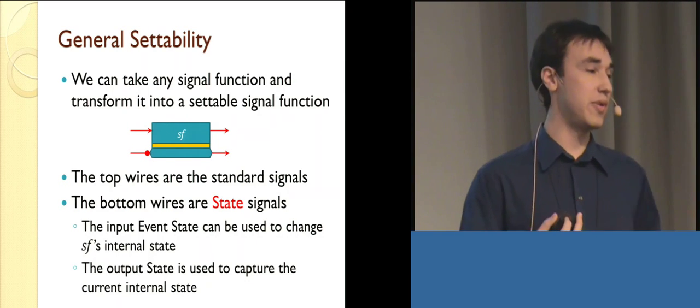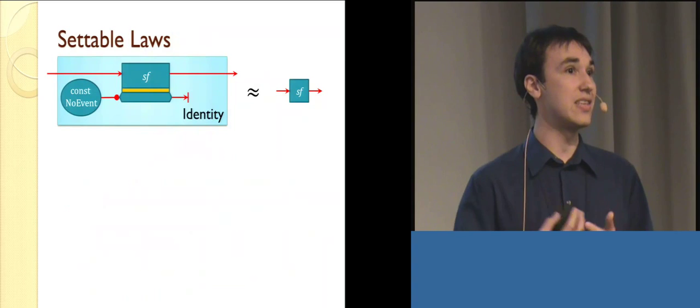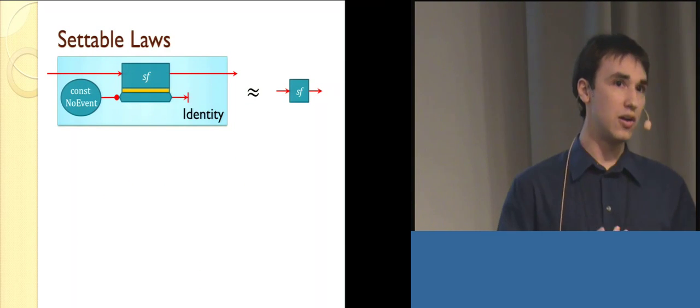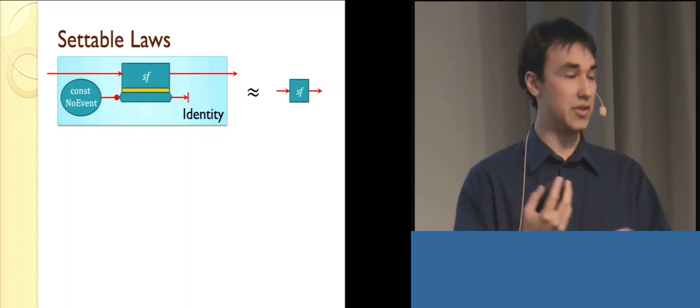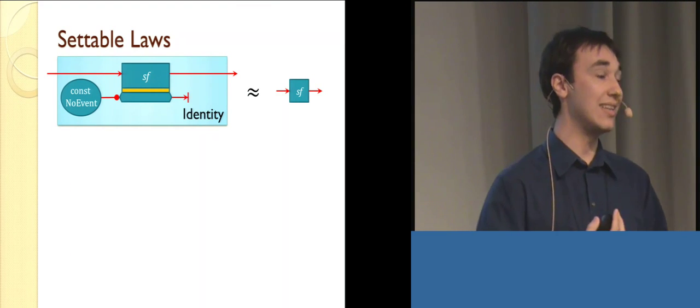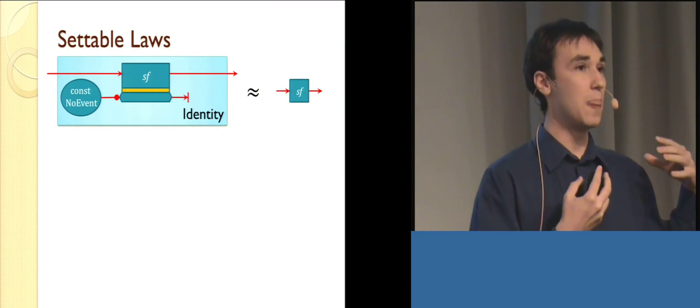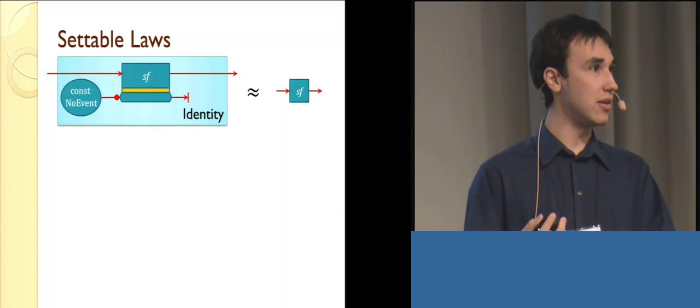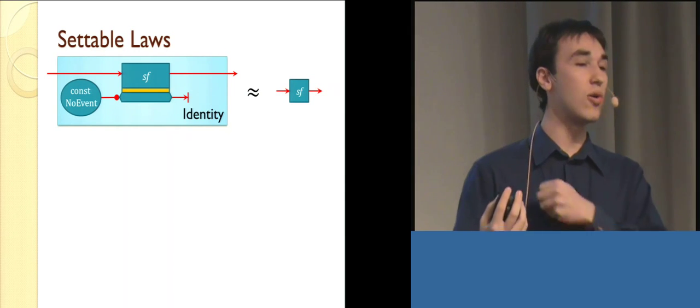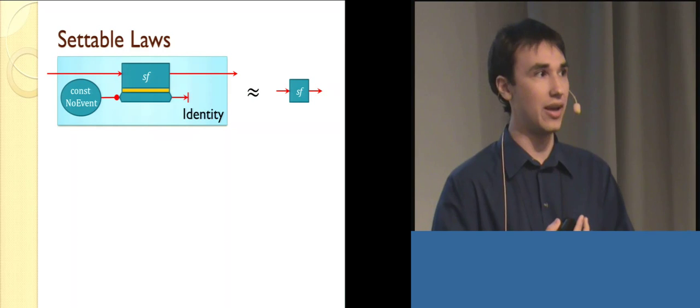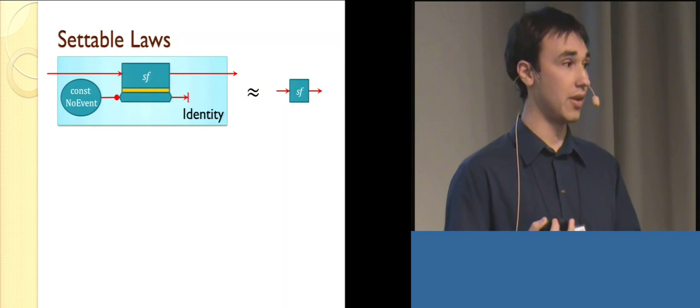So rather than going into the transformation, as I said, I'll instead look at the settable laws. There are 3 laws we define for settability. The first is the identity law, which basically says that if you don't ever provide an event of a new state and you ignore the output state, then the signal function will behave as if it weren't settable.